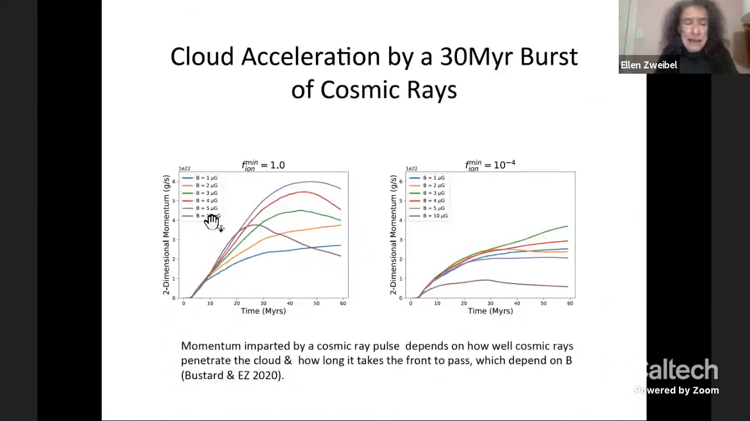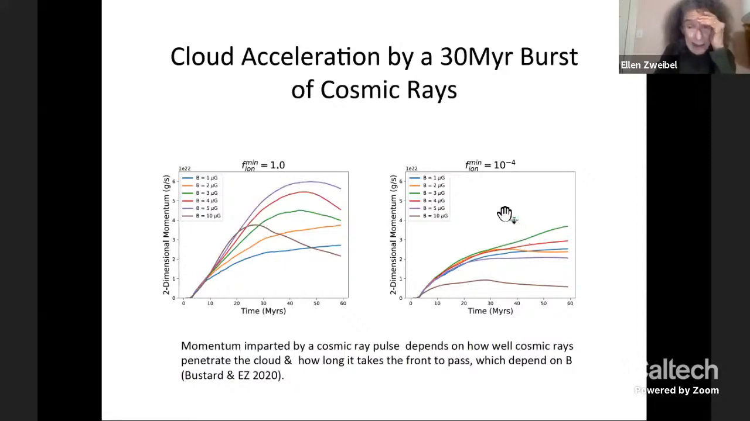Here's cloud acceleration. It's not very dramatic, but you can see the effect of field strength on the terminal velocity of the cloud. It's probably capped at the Alfvén speed. This is a fully ionized cloud. This is a weakly ionized cloud.